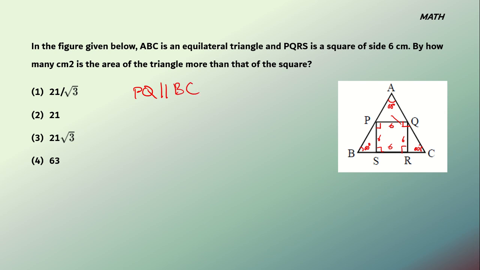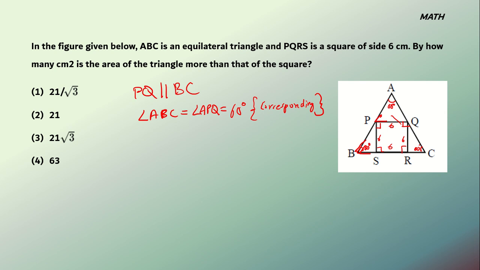Now from this, if we consider the angles ABC and APQ, we can say that they are corresponding angles and therefore are equal. So angle ABC would be equal to angle APQ. And we know that angle ABC is equal to 60 degrees since it's an equilateral triangle, equal to 60 degrees, reason being corresponding angles.